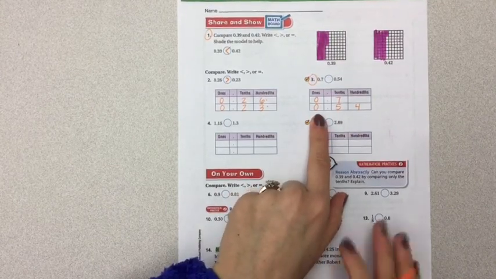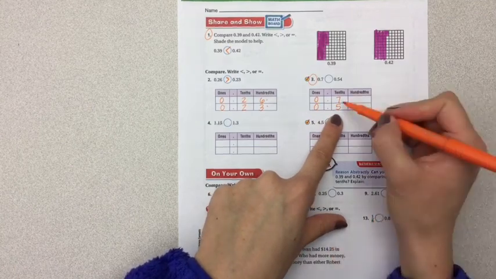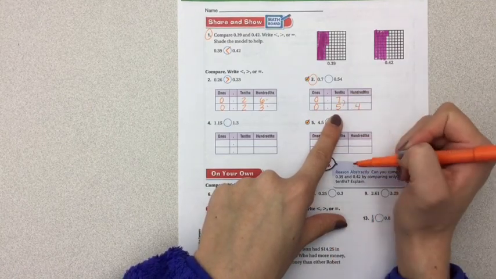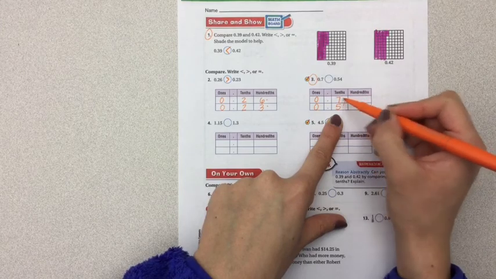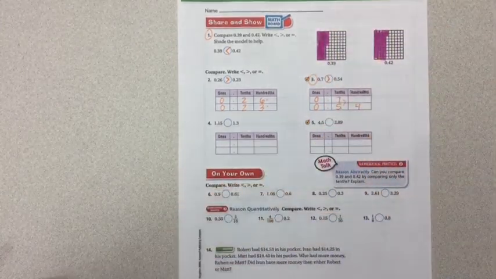They're both the same number, so we have to go to the next greatest value, which would be our tenths place. Here we have different numbers, so we can go ahead and compare right away. We know that 7 is greater than 5, so that means that 7/10 is greater than 54 hundredths.